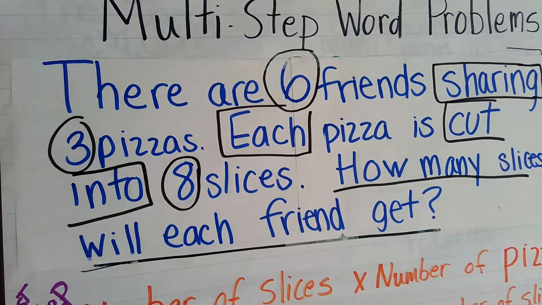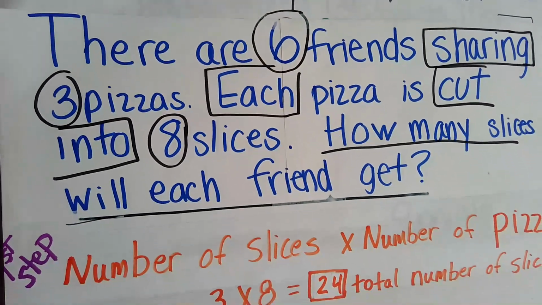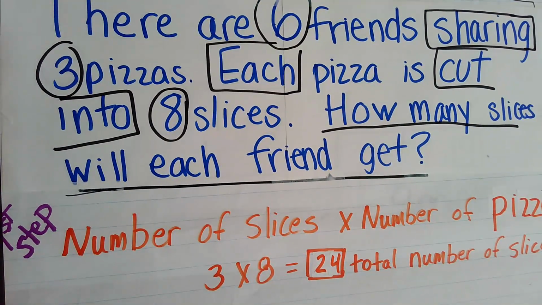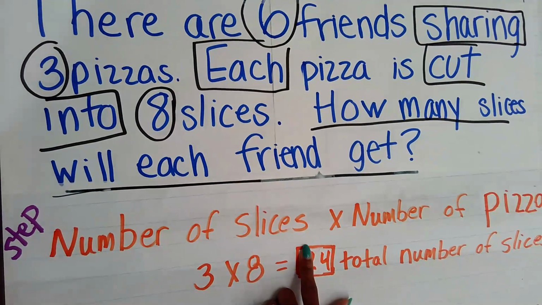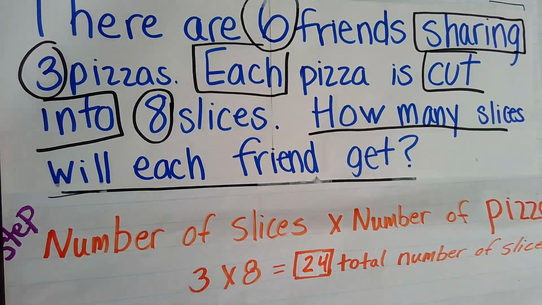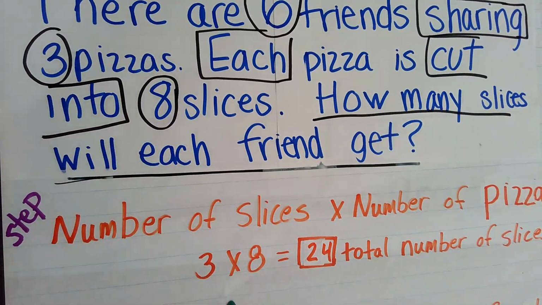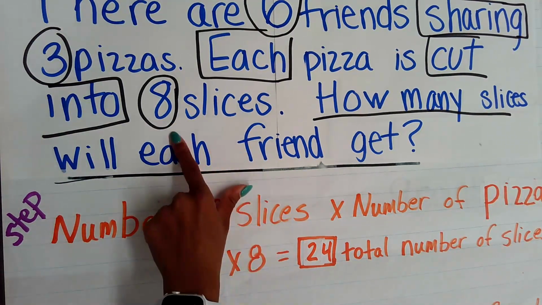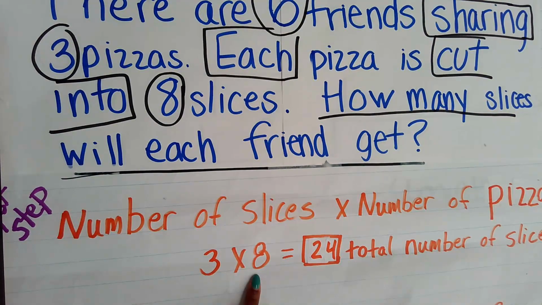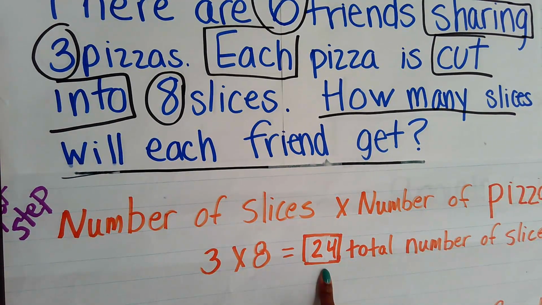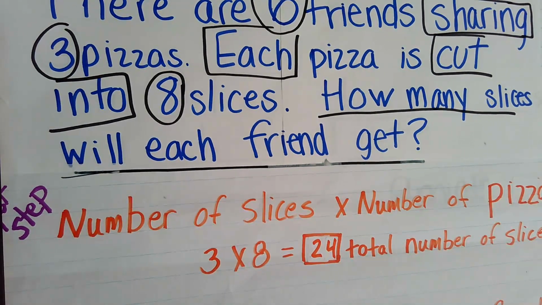And then I want to think about my first step. So my first step in solving this problem, I would have to think about my number of slices times the number of pizzas that we have. So I have 3 pizzas, and each pizza is getting cut into 8 slices. So if I take that equal groups, I have 3 equal groups, and I'm cutting them into 8 slices. I will end up with 24 total slices.